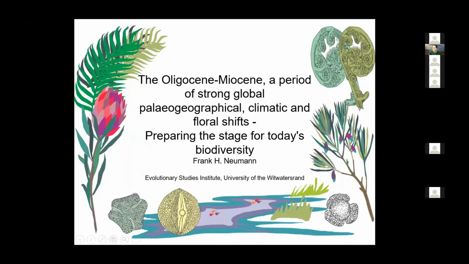All right, so what I will do here is not only tell you how the Oligocene-Miocene period can be seen as a preparation of the stage for today's biodiversity. I will also prepare the stage for Mateng's talk. So I will give you, in the form of a short review, some background information on why we think that the Oligocene, especially the late Oligocene and early Miocene, is a period where you can see very strong changes in the composition of continents, but also when you look at climate and vegetation.